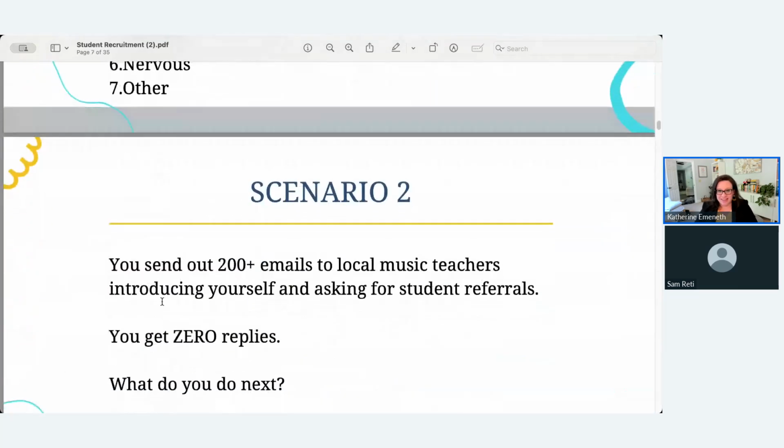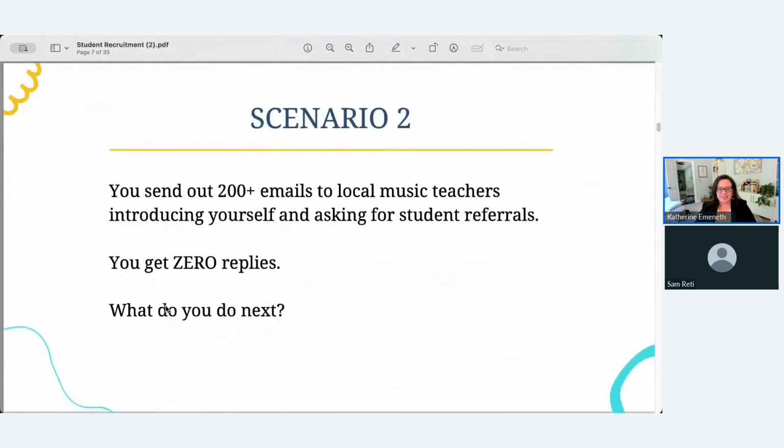Okay, our second scenario before we get into the juicy stuff. Let's say you send out 200 plus emails to local music teachers introducing yourself and asking for student referrals. You get 0 replies. What's the next thing that you do? Just share it in the Q&A. Yeah, Sam says cry. Valid, you know? Yeah, for sure.